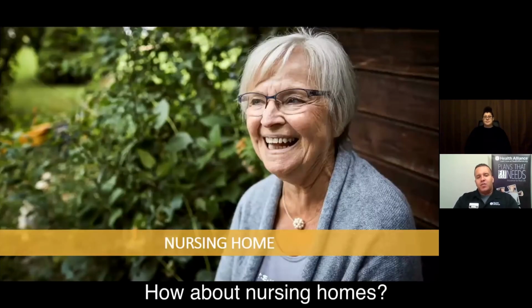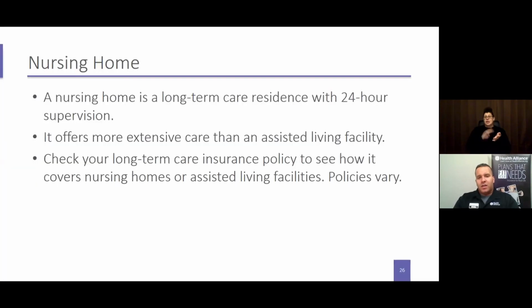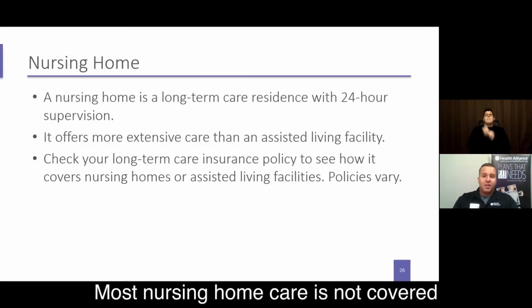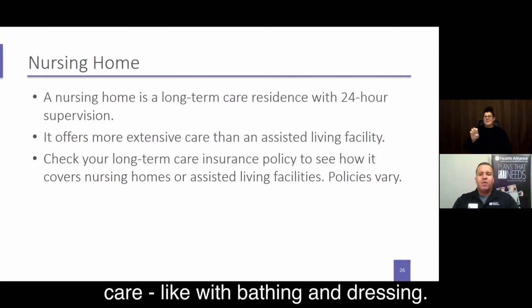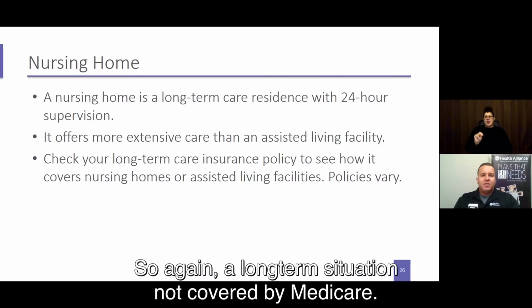How about nursing homes? Most nursing home care is not covered by Medicare since it is mainly non-clinical. Care like with bathing and dressing. So again, a long-term situation not covered by Medicare.